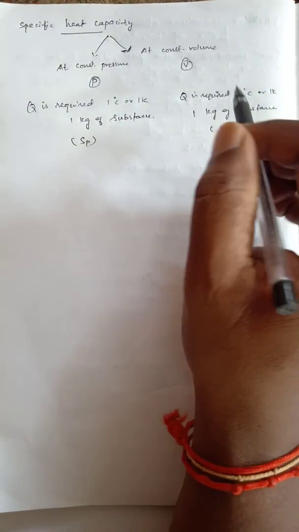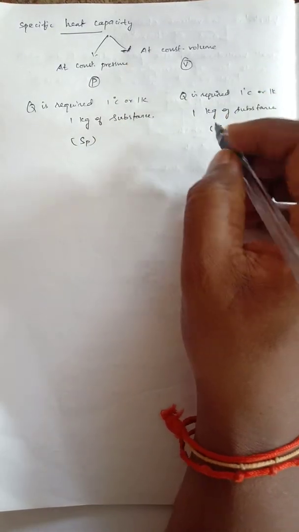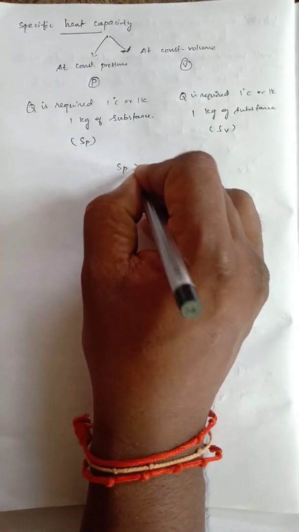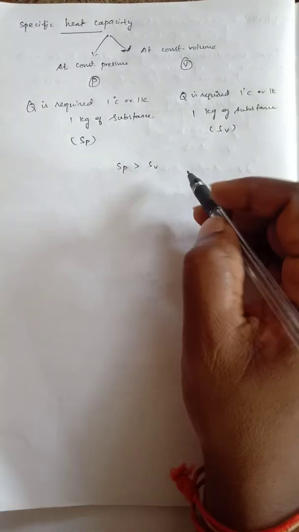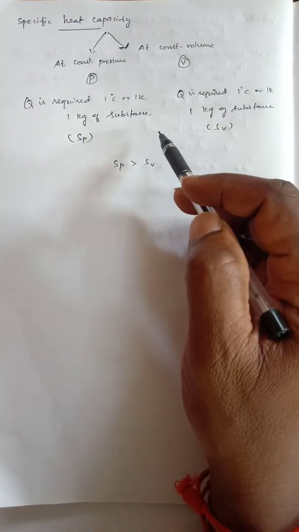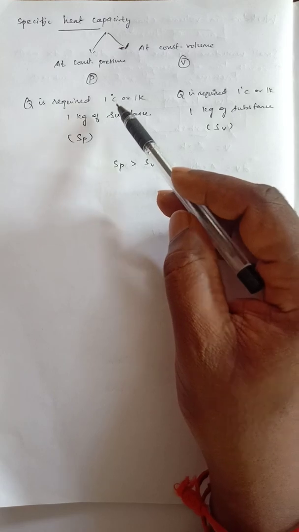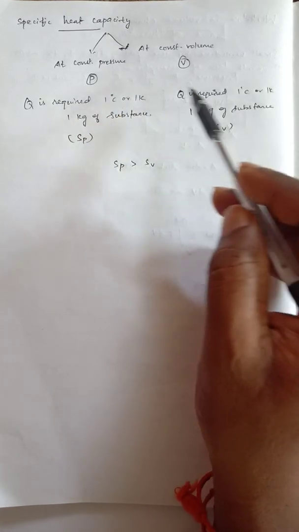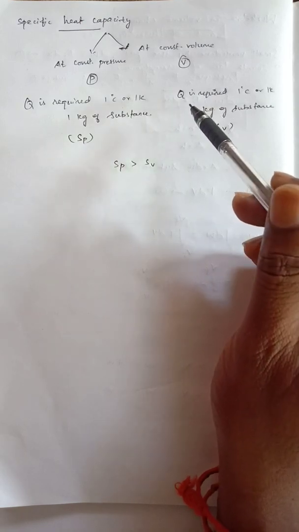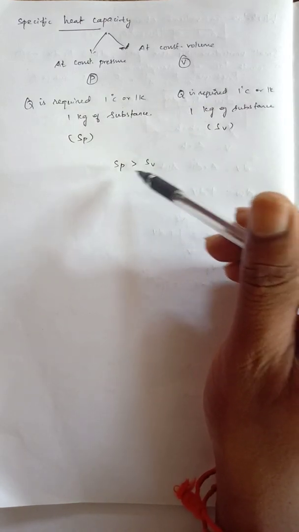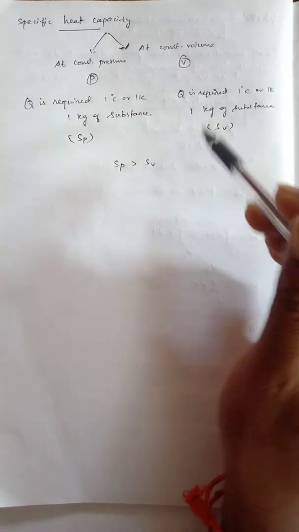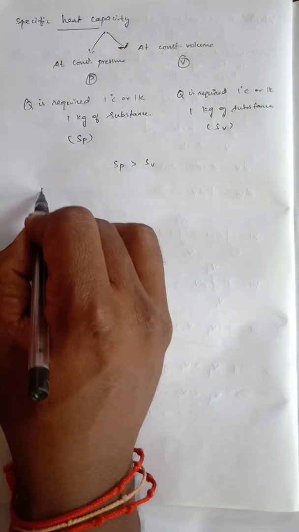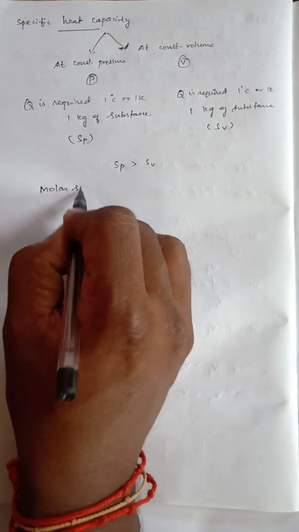Both are the same in definition, but one is at constant pressure and the other at constant volume. So using this, Sp is always greater than Sv. Increasing the temperature of the gas at constant volume requires less heat than increasing the temperature of the gas at constant pressure. So we write Sp is greater than Sv. Using this concept, we can find out the molar specific heat also.